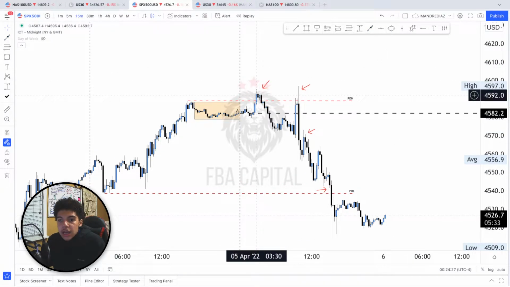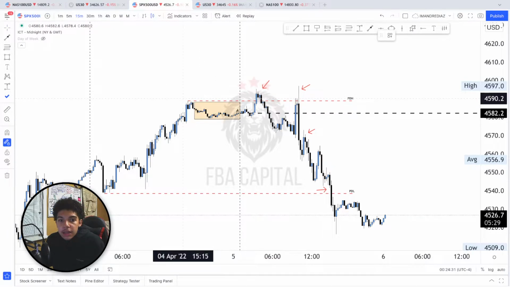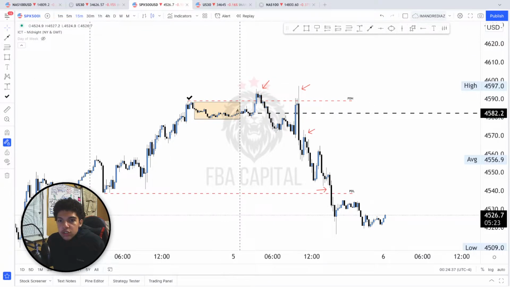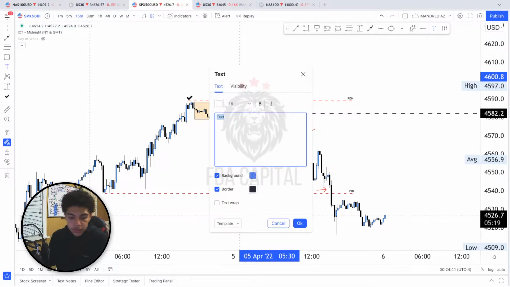So why is this high important? For one, this high was created at 3:30 in the morning and did what? It cleared the previous day's high. It also cleared this Asian session high, just like this. So we're going to annotate that. At 3:30 a.m., we cleared the previous day's high, and we had this false break along with the Asian range high.